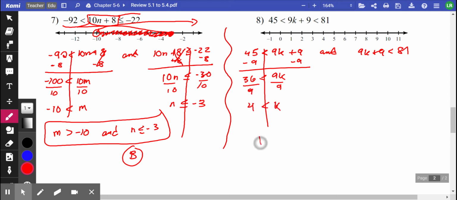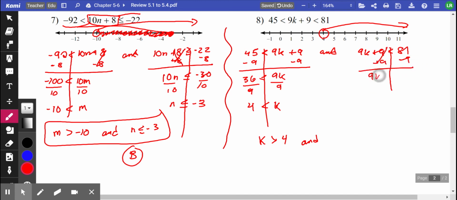Okay, let's reorganize for the sake of graphing. It'll be an open dot on 4 going to the right. And let's get our second answer. Minus 9. I get 9k is less than 72. Divide by 9, and I get 8. K is less than 8. Open dot on 8 going left.